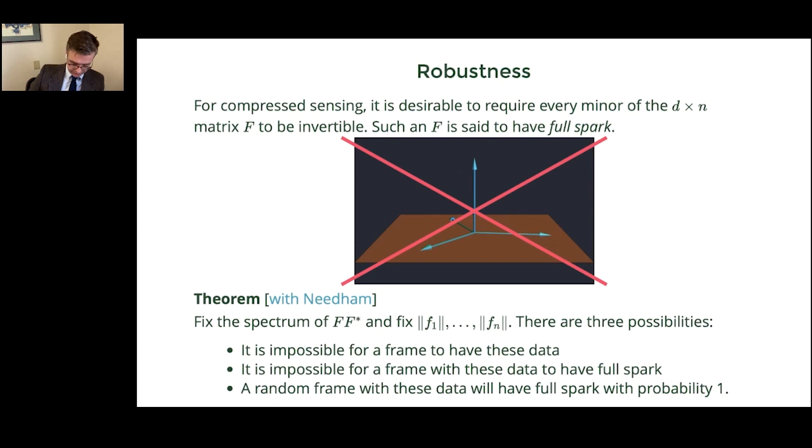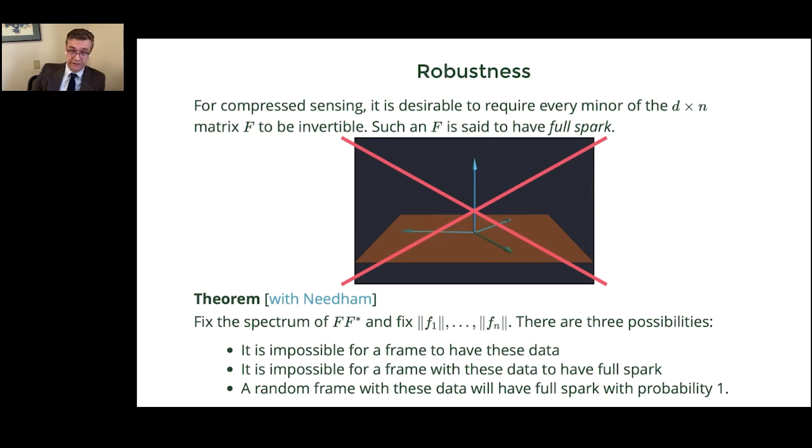And the theorem we were able to prove is, not surprising, but maybe surprisingly difficult to prove. Again, we fixed the spectrum of FF star, and we fixed the norms of the columns. There are 3 possibilities. First of all, the space of such things could be empty. Okay, fine, and you can write down exactly what the conditions are. So this is an explicit condition.